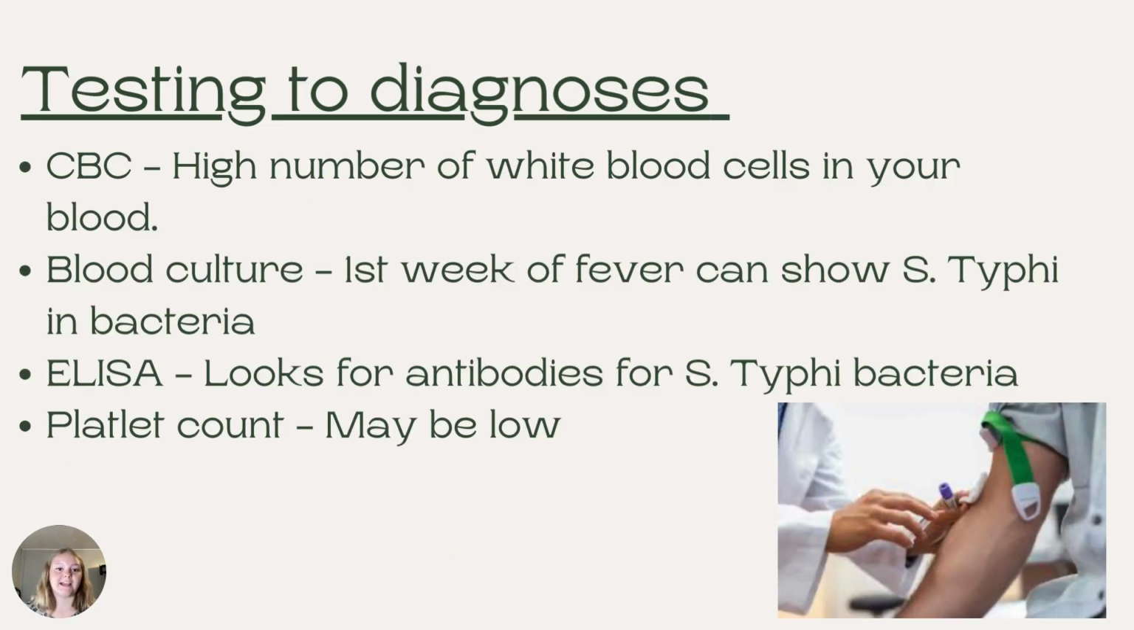So nowadays we do have testing for it. You can get a CBC, and if you have a high number of white blood cells, that means you have an infection, so that would be an acceptable diagnosis. And a blood culture grows, and then it would show the Salmonella typhi bacteria. The ELISA test, I know that we talked about that in class, looks for antibodies of the Salmonella typhi bacteria. And a platelet count could show that it is low, and then you'd know that there's something causing that, so they would look into it further.